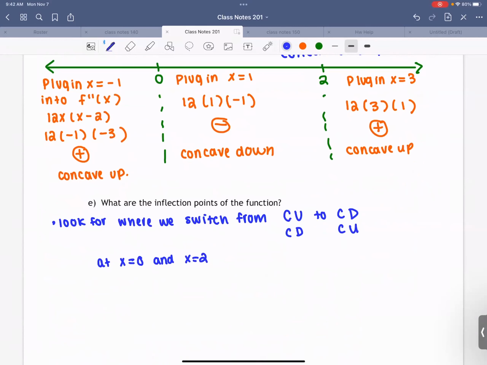Do you think that's going to be my answer? No, right? Let's just talk about what the answer is going to look like. I am asking for an inflection point, right? So what do you think my answer is going to be? A point, right? An x and y coordinate. That's what a point is. So my answer for an inflection point is going to look like a parentheses with the x value in the first part and the y value in the second part.